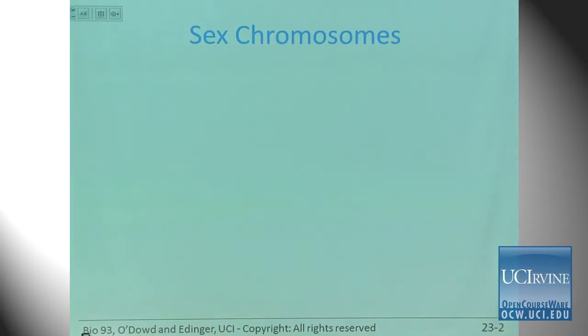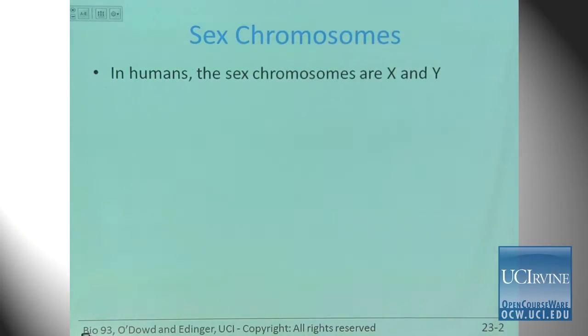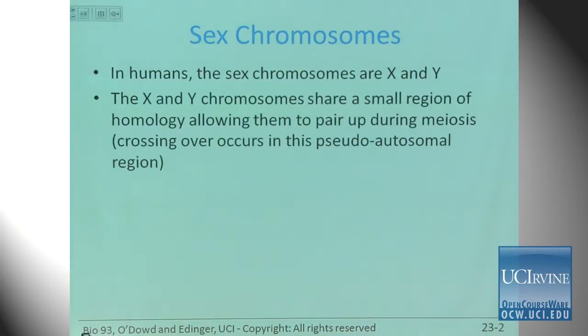How can this happen? First, we have to talk about what the sex chromosomes are in humans. You probably know already that they're X and Y. Women have two X's, and men have an X and a Y. These X and Y chromosomes share a small region of homology. This is called the pseudo-autosomal region. And why is this important?